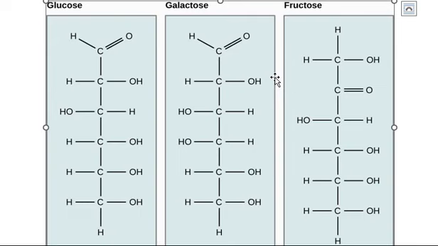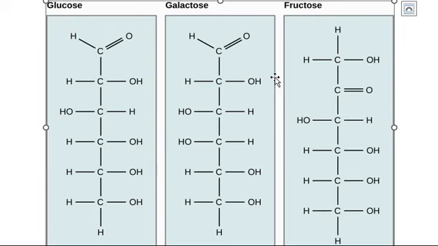You can see glucose, how it appears. 1, 2, 3, 4, 5, 6 carbon atoms. HO attached to the first C. Then HOH attached to the second. HOH attached to the third. The fourth in glucose down is HOH, HOH, HOH.